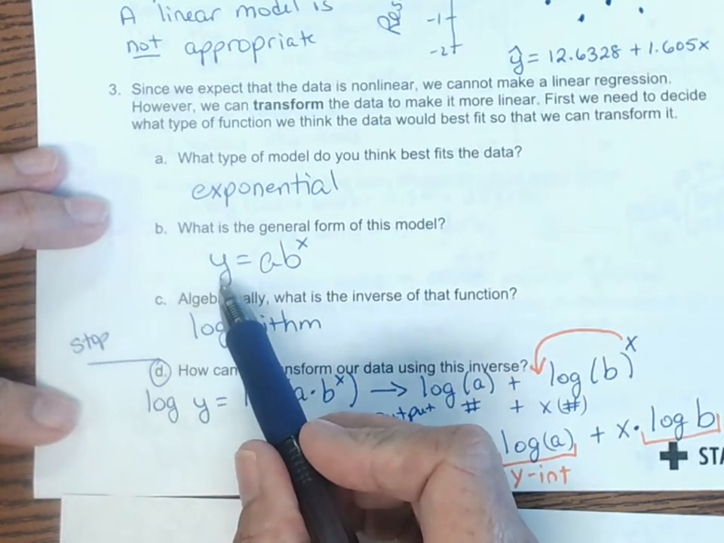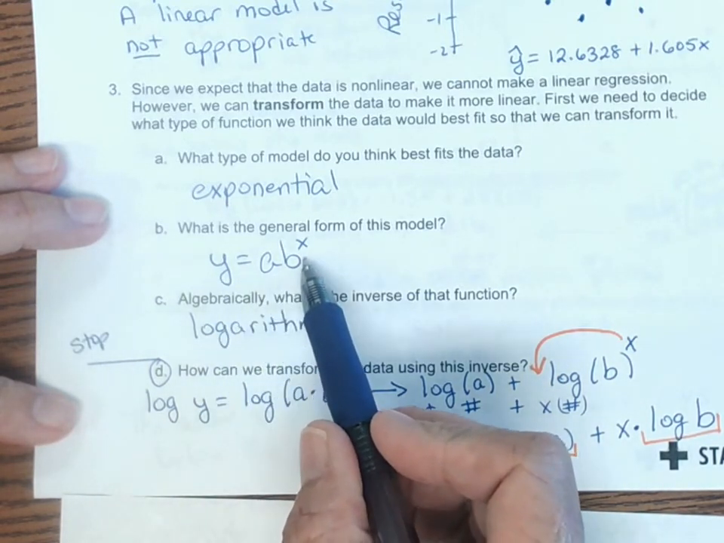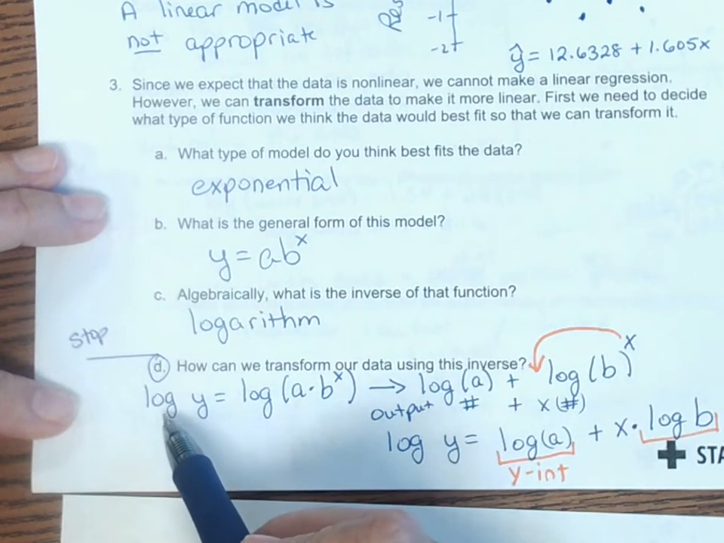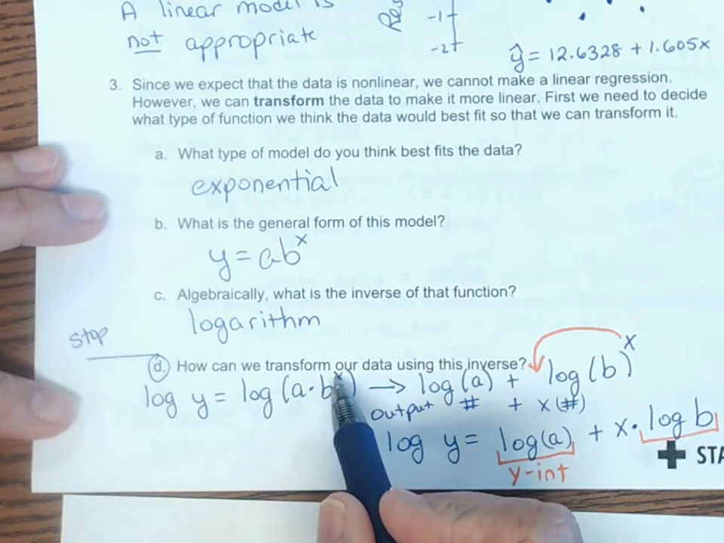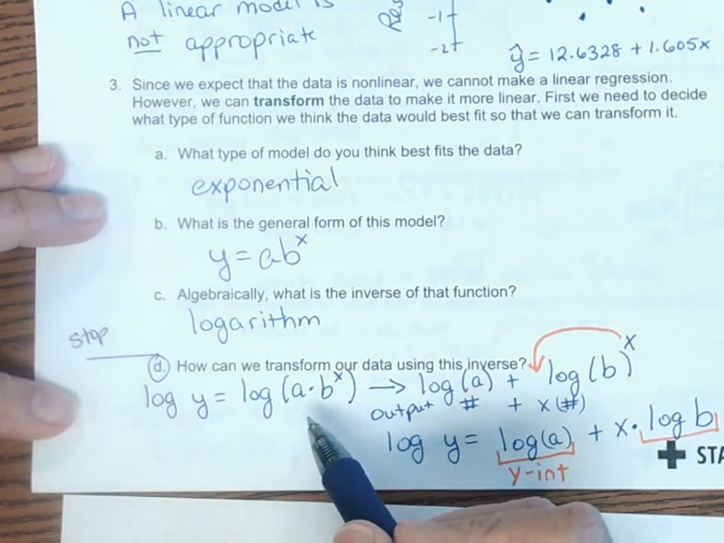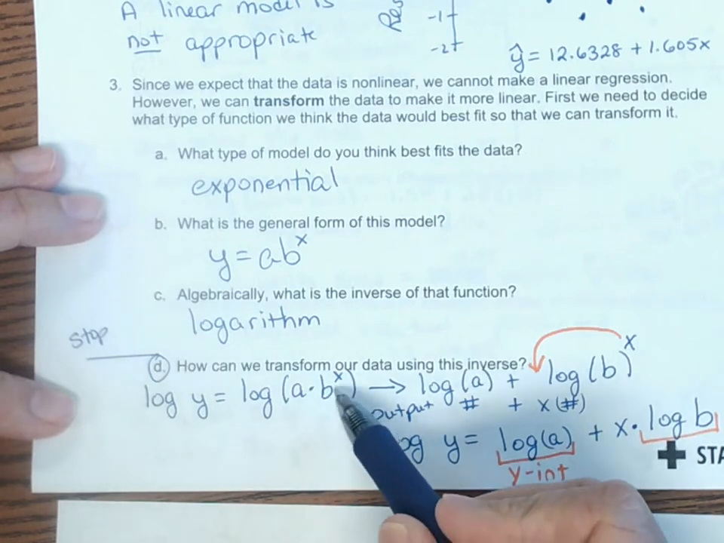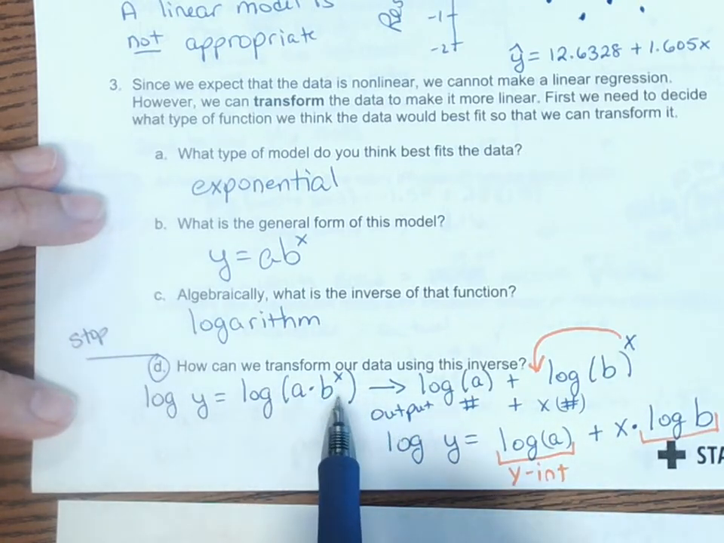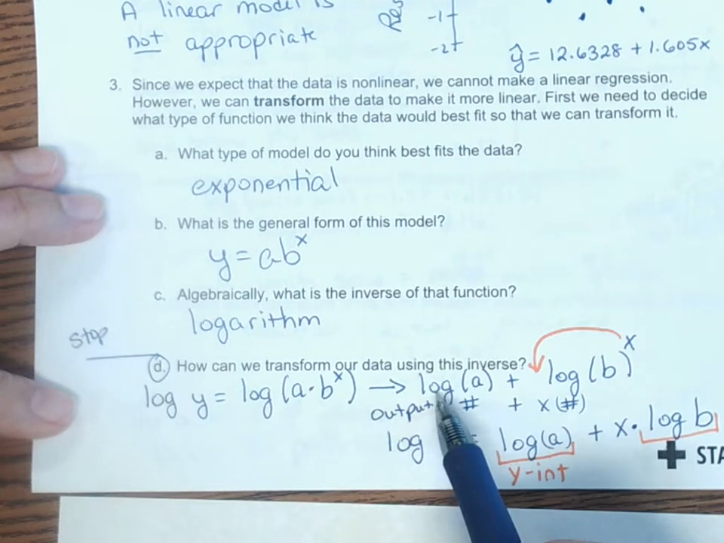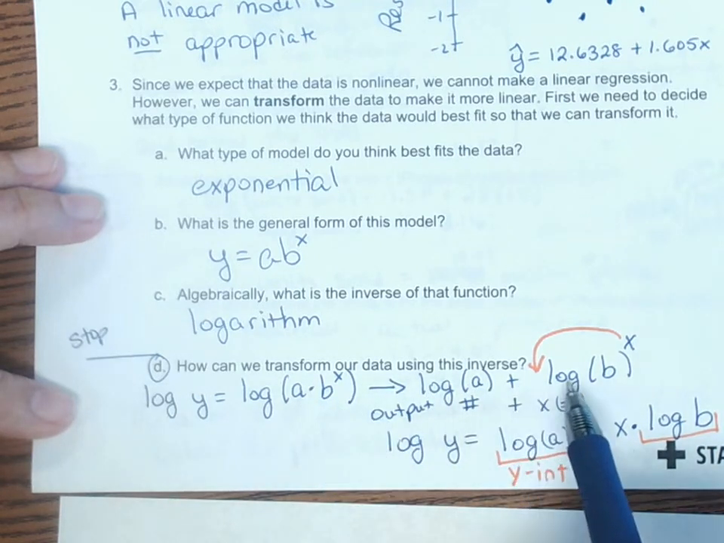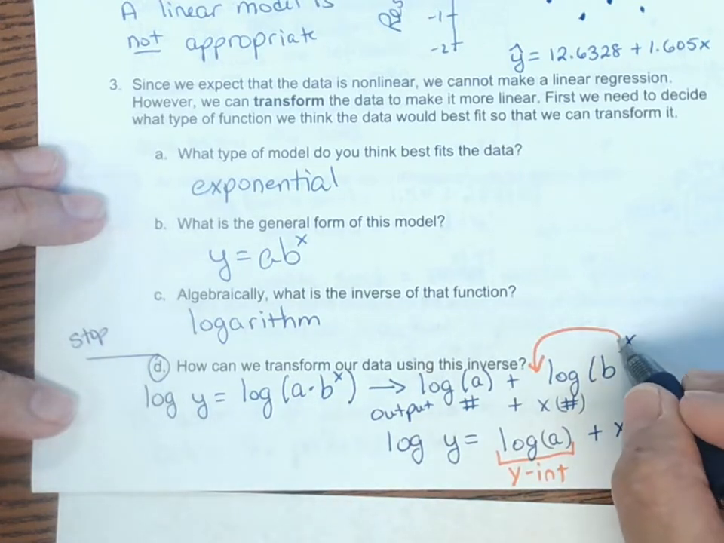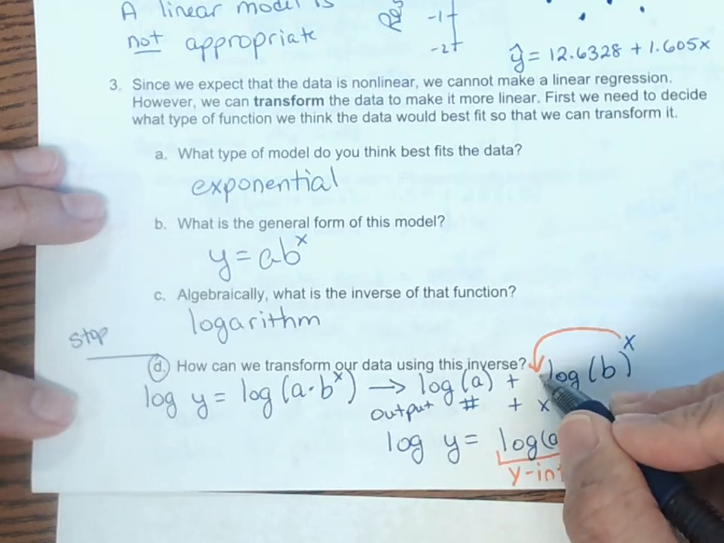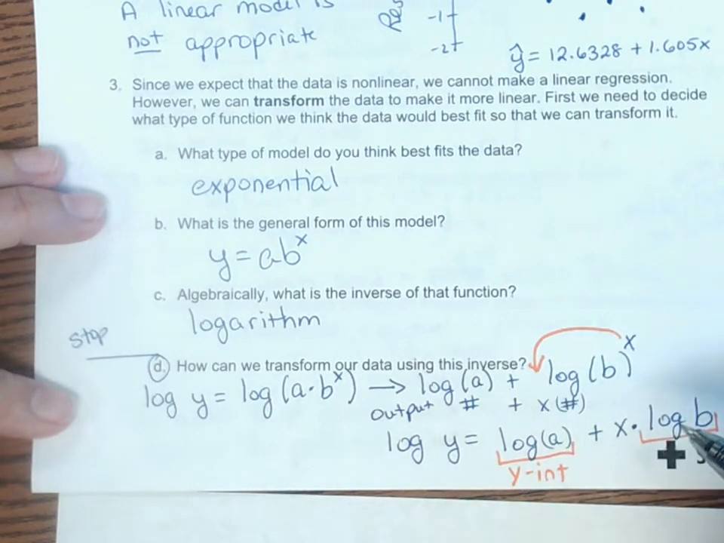So if we had this equation, y equals a times b to the x, I'm going to take the log of both sides. So log of y equals the log of a times b to the x. Okay, nothing wrong with that. Now, by my properties of logs, if I am taking the log of two things that are multiplied together, I can separate them into the log of the first value plus the log of the second value. Another property of logs is that if you have an exponent in something you're taking the log of, that exponent can move down in front and be a coefficient of your log.